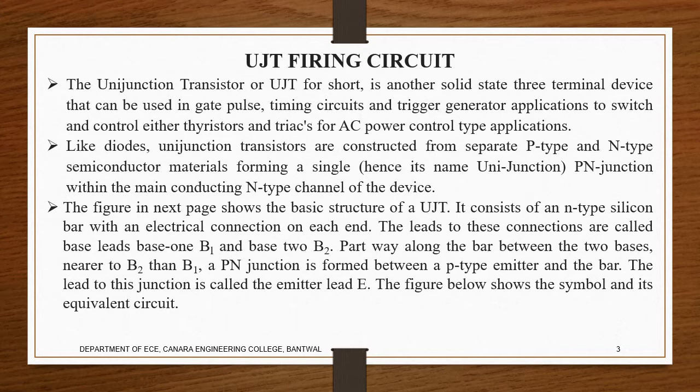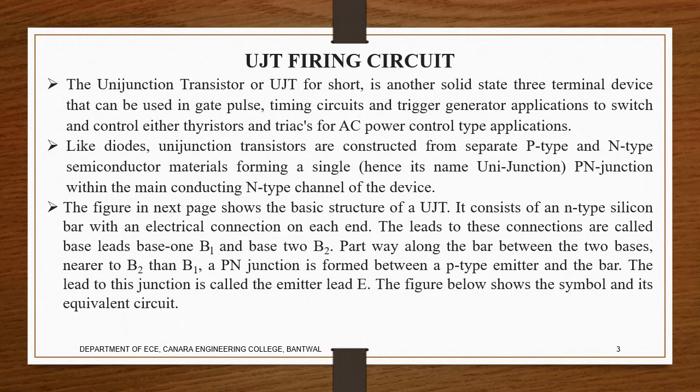Diodes, we know, are usually made up of a P and N type. UJT is also constructed from the same materials, but the construction is of a different type. Like in diodes, we just take a P and N, combine them together and make one junction. But it is not like that in UJT.